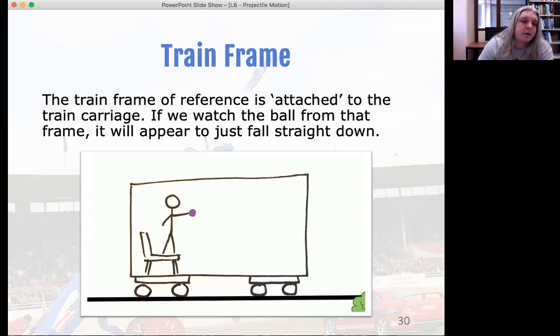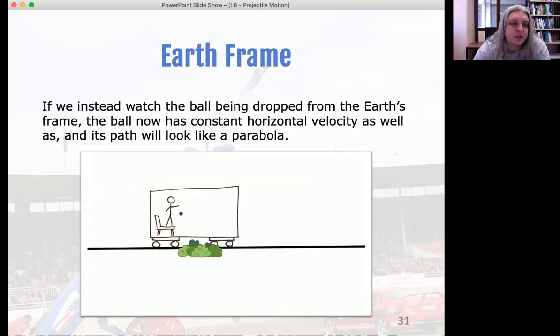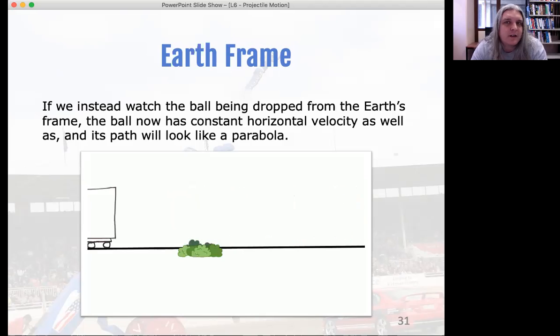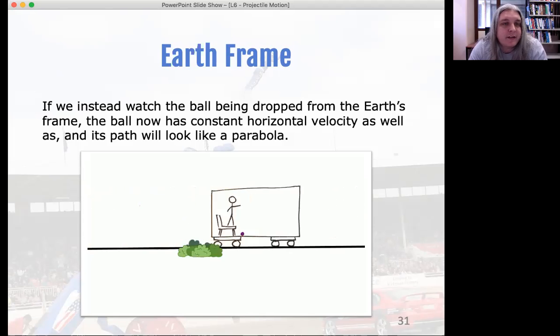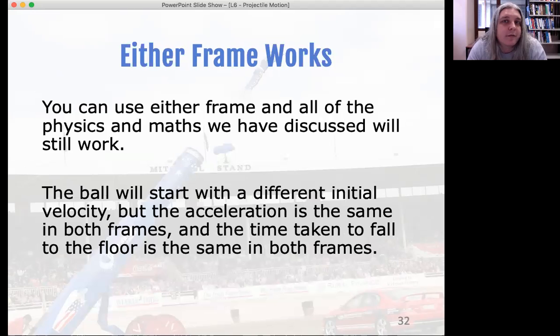In the train frame, just going back a second, it just goes straight up and straight down. So that's not what we would typically call projectile motion. But because in the Earth's frame of reference it looks like a projectile, we could still treat it as projectile motion. So there's no real distinction between stuff that is moving horizontally and isn't, because you can just choose your frame of reference to make it moving horizontally or not. So that's just something to think about with frames of reference, and either of them will work.